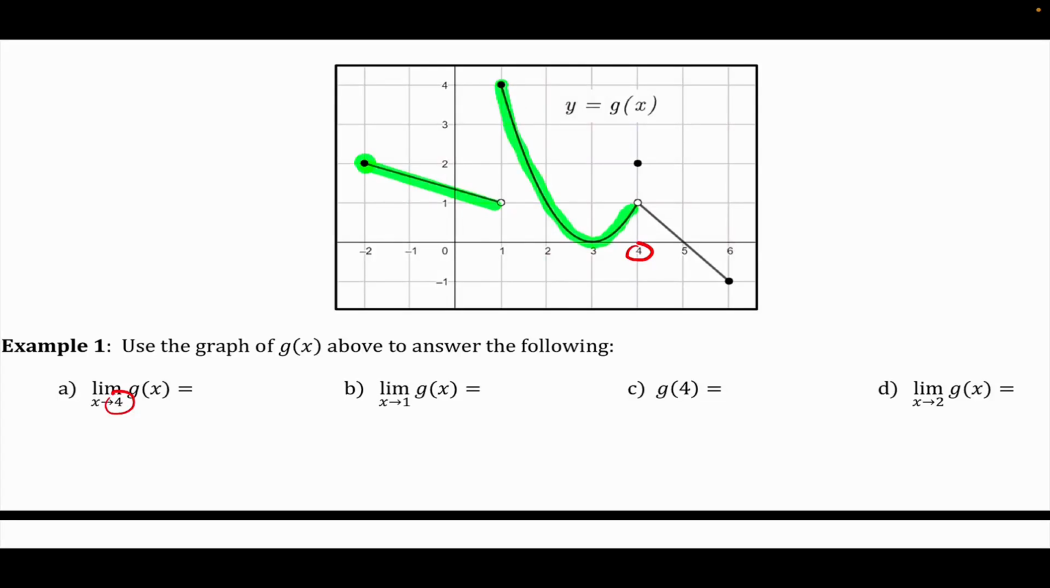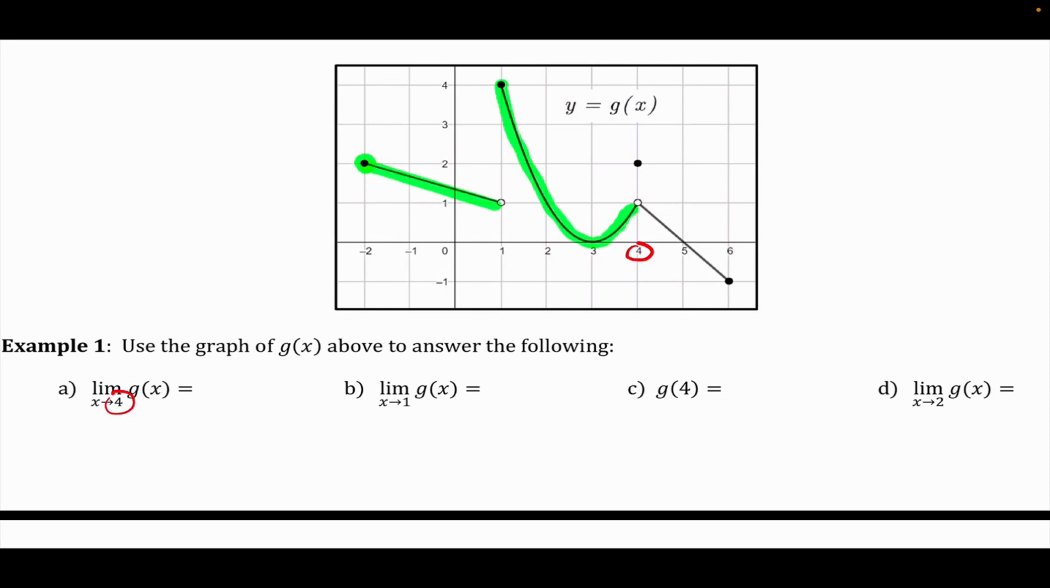And I'm there. So as x approaches 4 from the left side, what y value am I getting? 1. Now let's see if that matches from the other side. Well, the other side, the very rightmost dot, is (6, -1). So that's where I'm going to start there.